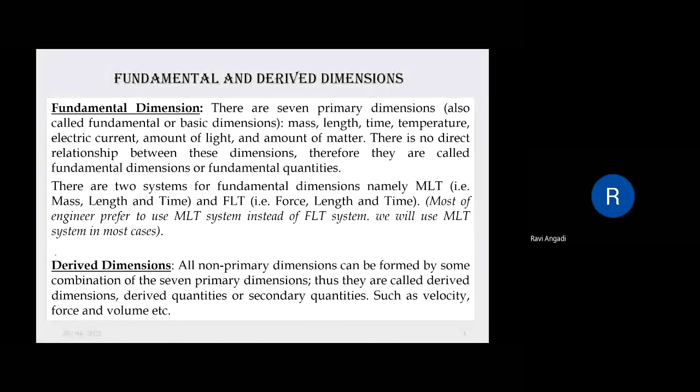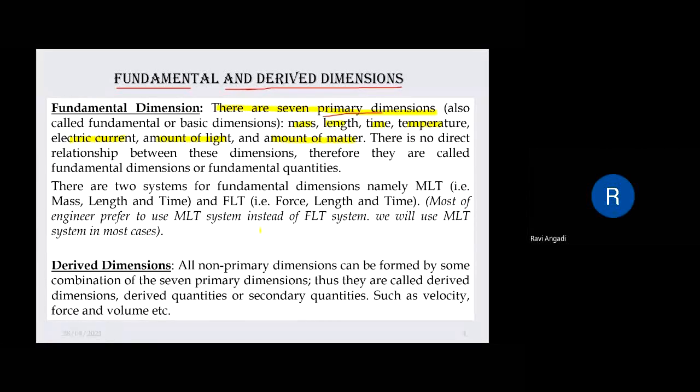Here, fundamental and derived dimensions. There are two types, fundamental and derived quantities. For fundamental dimensions, there are 7 primary dimensions. Those are mass, length, time, temperature, electric current, amount of light, and amount of matter. These are the 7 fundamental dimensions, or you can also call them primary quantities or fundamental quantities. And these 7 are independent quantities.